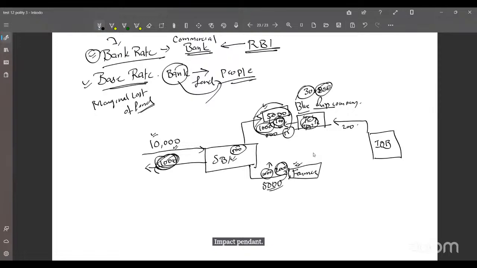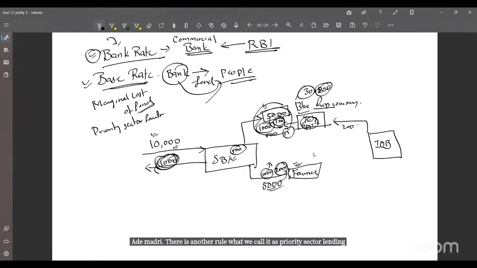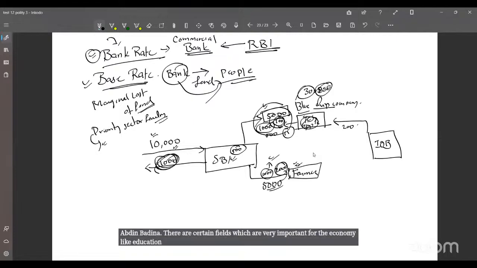Similarly, there is another rule, what we call priority sector lending. That also tackles a similar problem. There are certain fields which are very important for the economy, like education, agriculture, and so on. Everything is very important, but banks will refrain from giving loans to these fields.